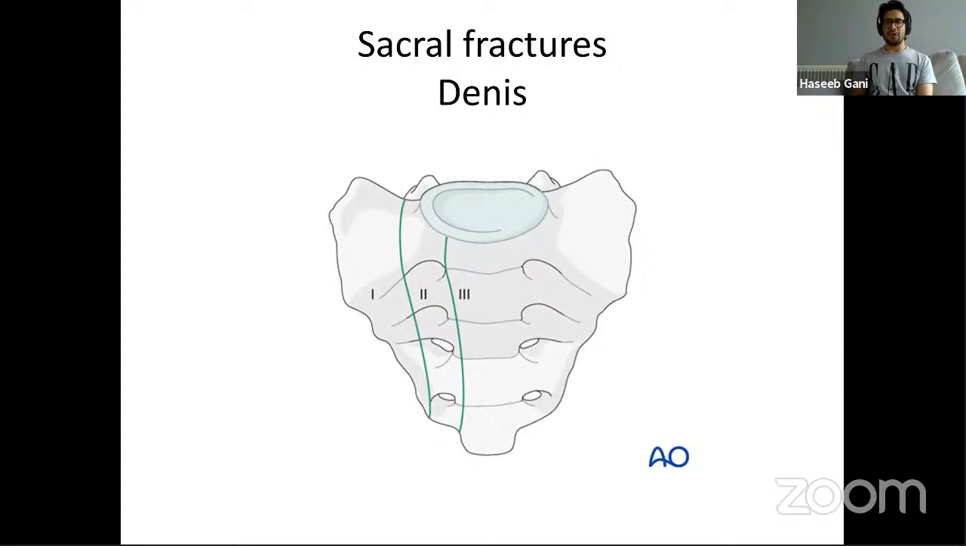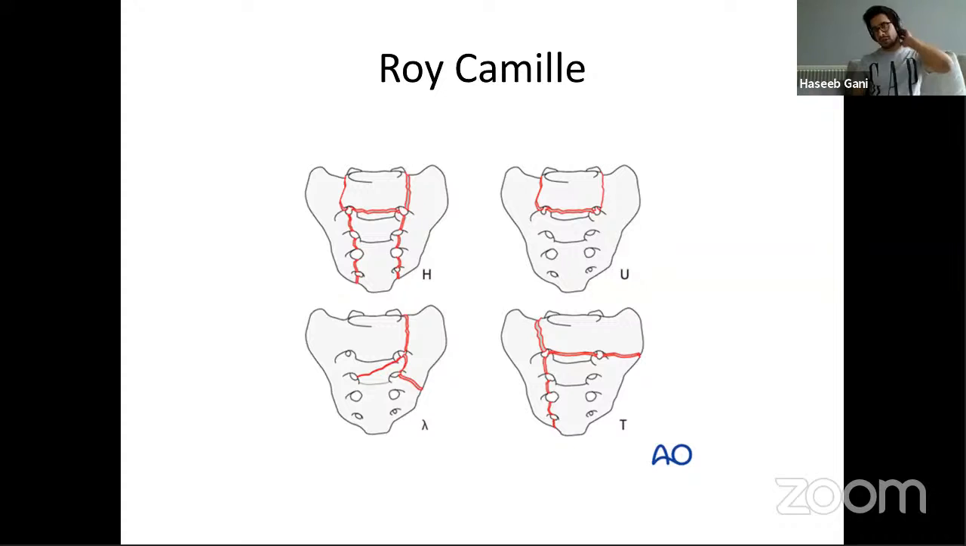Sacral fractures, we know based on the zones 1, 2, 3: 2 is the transforaminal, 1 is on the outer side, and 3 is fractures on the medial side. Roy Camille then divided the type 3 fractures, describing the patterns of sacral fracture, including H type, U type, lambda, and T types. The H and U types, because of the transverse element and bilateral vertical elements, are equivalent to spinopelvic dissociation, which may or may not be unstable.